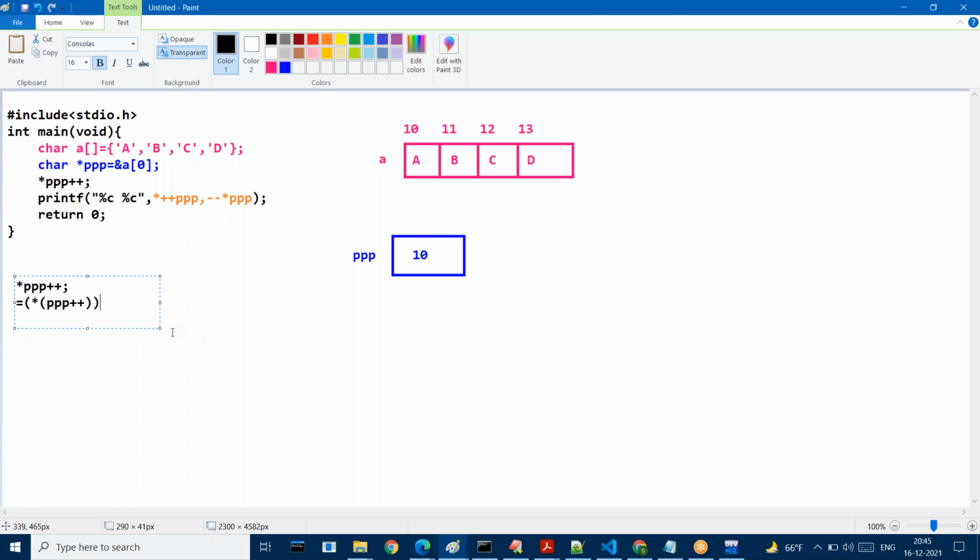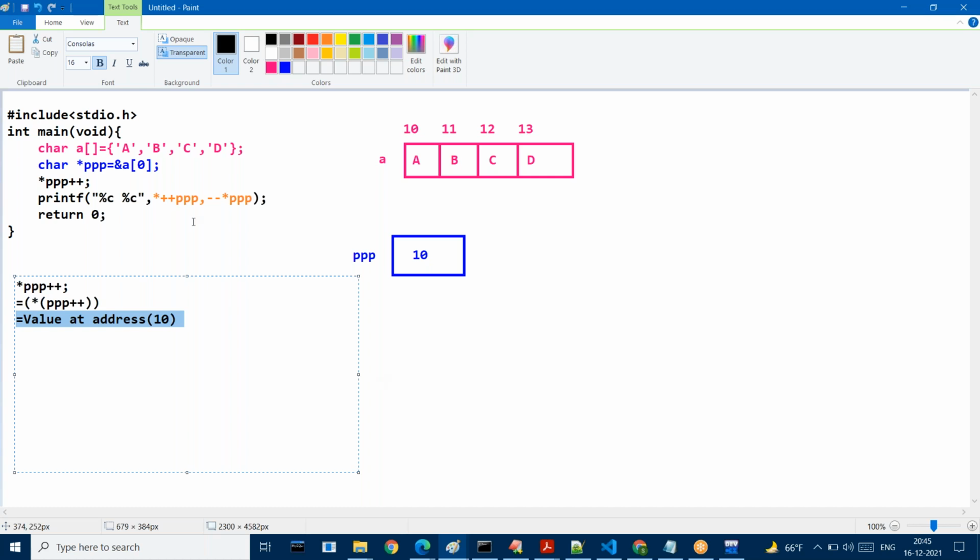Next, the question of evaluation comes. Evaluation is what? Value at address. PPP value is what? 10. And then it's a post increment. So that means first this part will be evaluated, this value at address line will work. After that, PPP will increment.